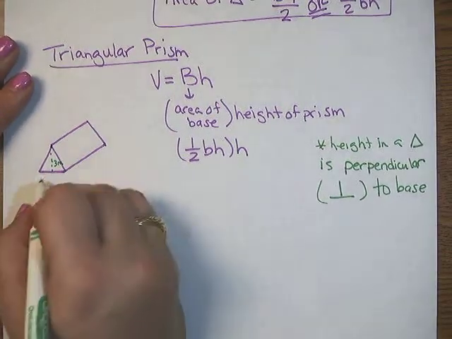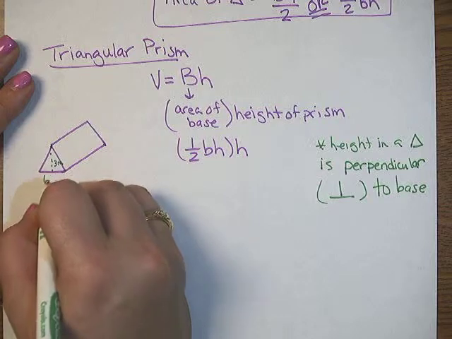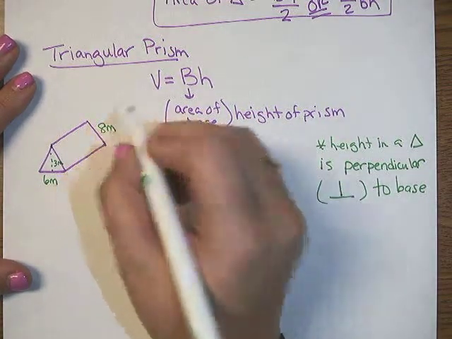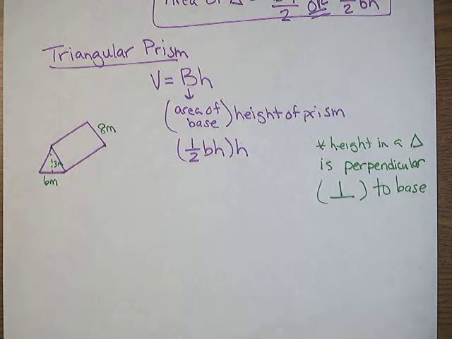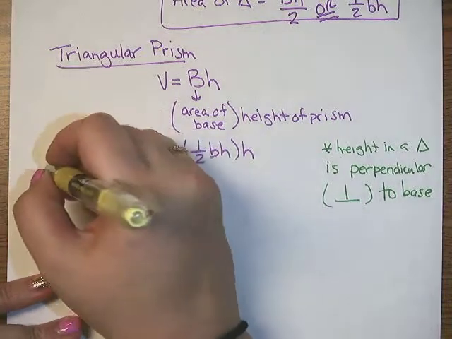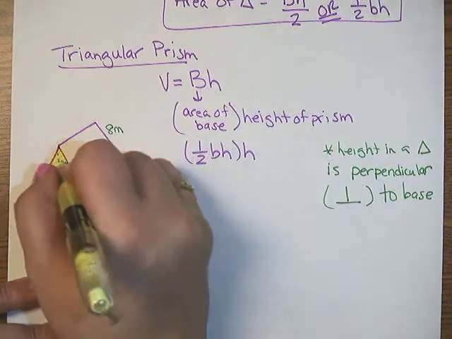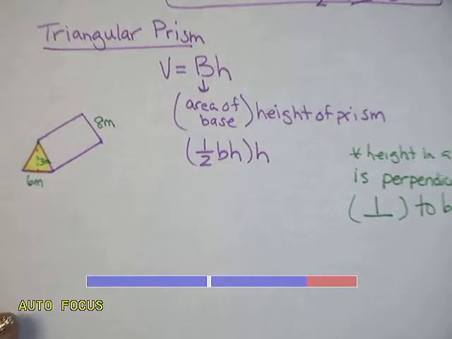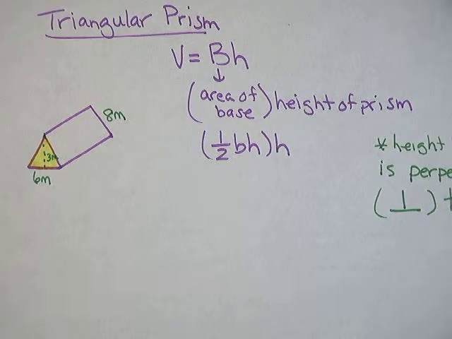Okay? So I'm going to say this height is 3 meters. I'm going to say the base of my triangle is 6 meters. And I'm going to say the height is 8 meters. Okay? And just like yesterday, I like to highlight my base so I don't get confused because I have to deal with my base first.